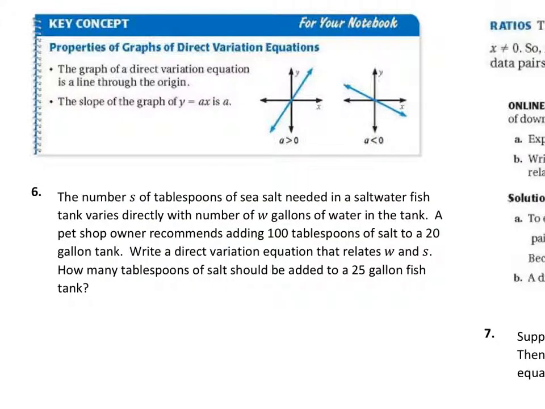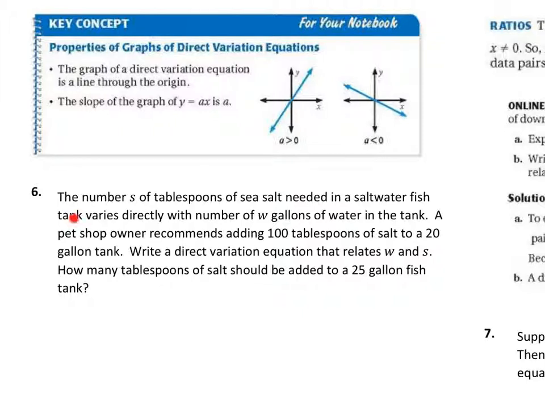Alright, so properties of the graph of a direct variation equation. The graph of a direct variation equation is a line through the origin. The slope of the graph y equals ax is a. See how this is going uphill? Because if I come at it from left to right to stay on the line, I have to keep moving up as I move right. This one's going downhill. Here a is always positive, here a is always negative. Okay?